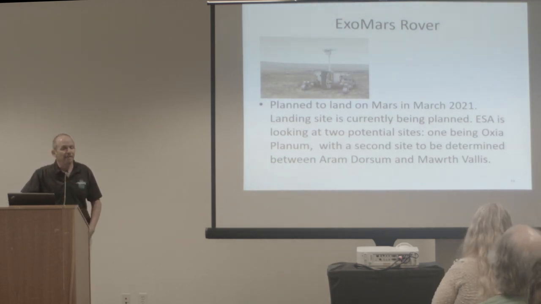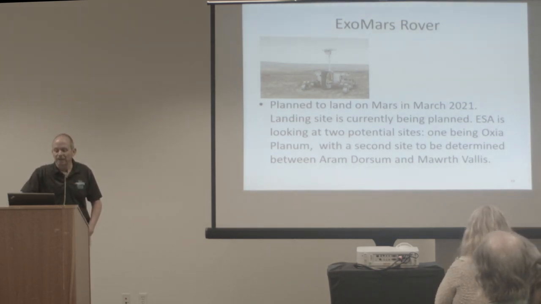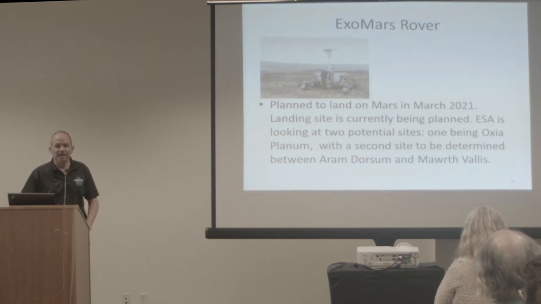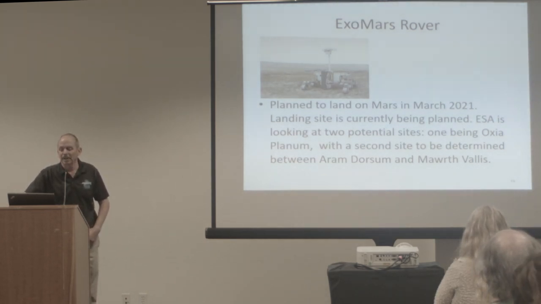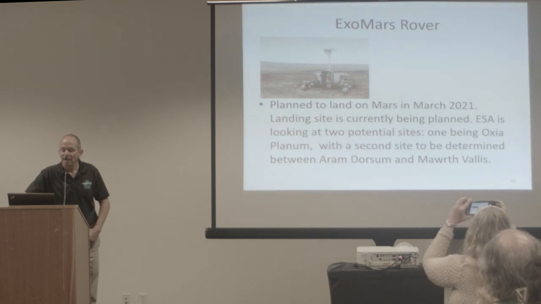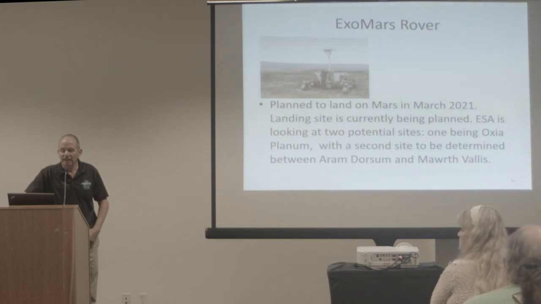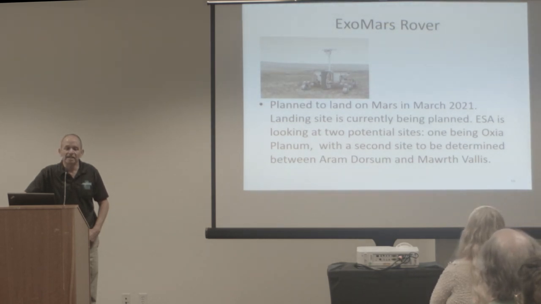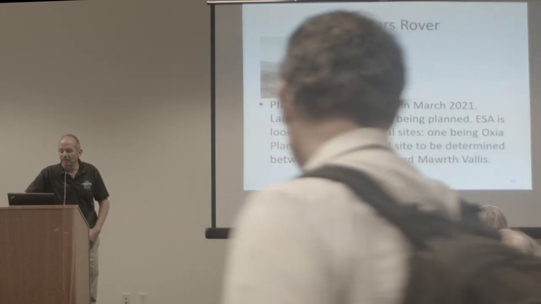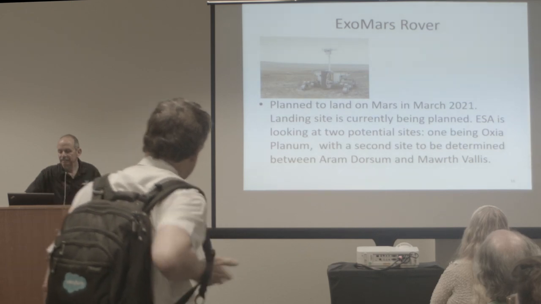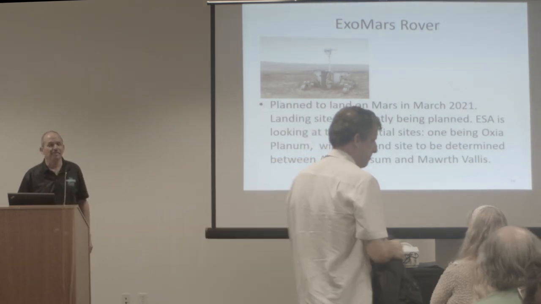Okay, this is a picture of the ExoMars rover. It'll launch in July of 2020, but it's planned to land on Mars in March of 2021. They're looking at different landing sites. ESA is looking at two potential sites, one being Oxia Planum, with a second site still to be determined between Aram Dorsum and Maram Vallis. I'm not sure if I'm pronouncing those right, by the way.